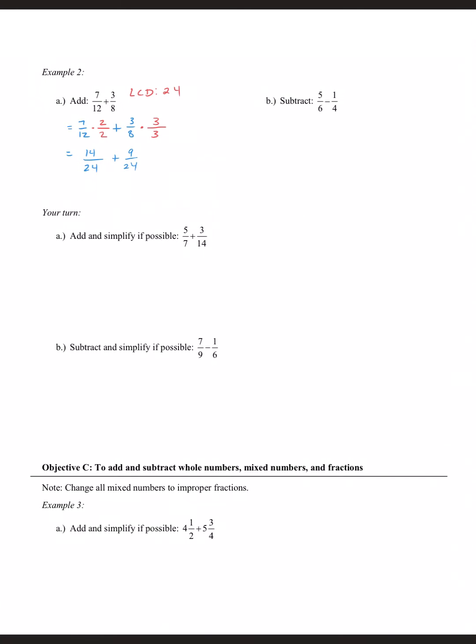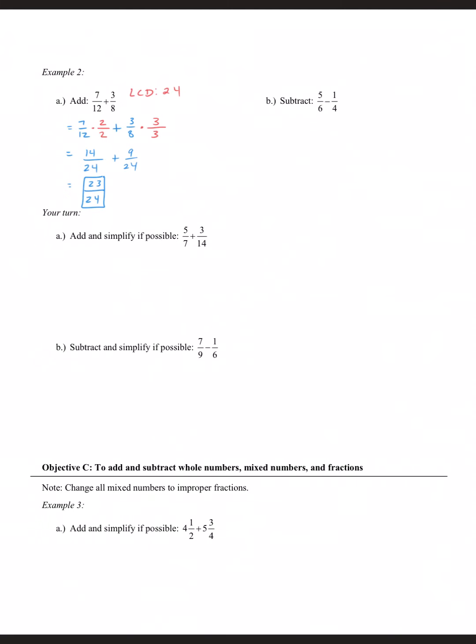Now, since it's adding here, we want to take the numerators and add them together. So we have to take 14 plus the 9, which gives us 23, and we keep the same denominator of 24. Well, 23 is a prime number, and only 1 and 23 go into that, so there isn't any common factors other than 1. So 23/24 is our final answer.